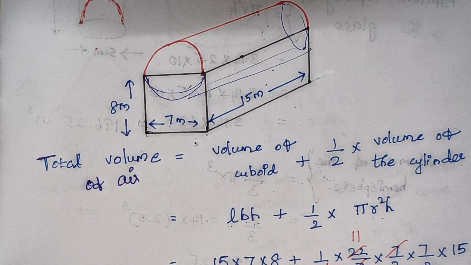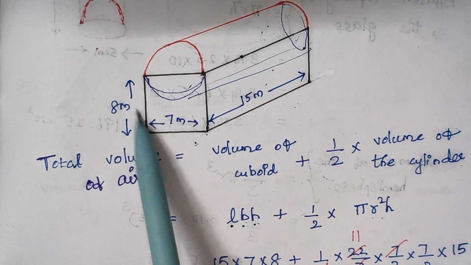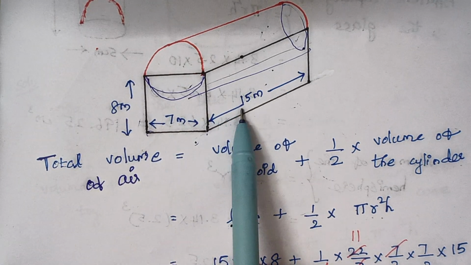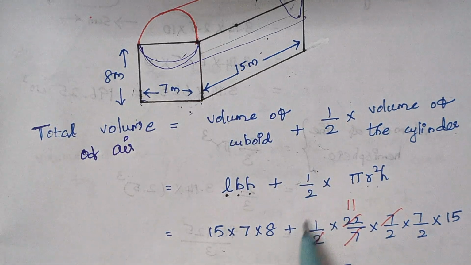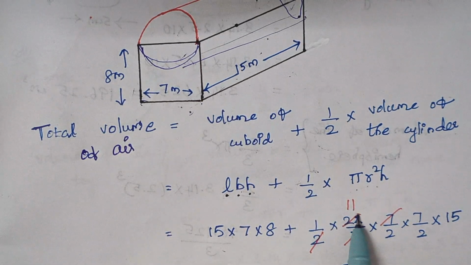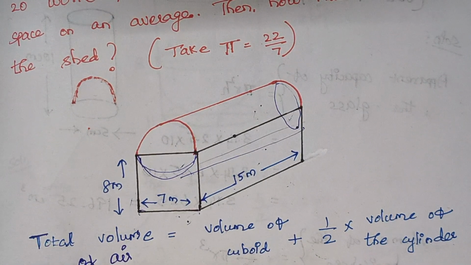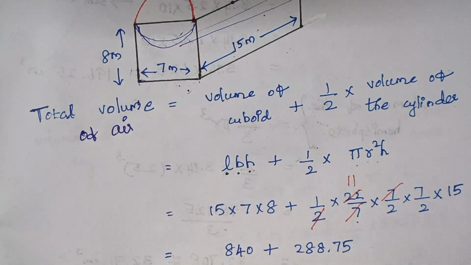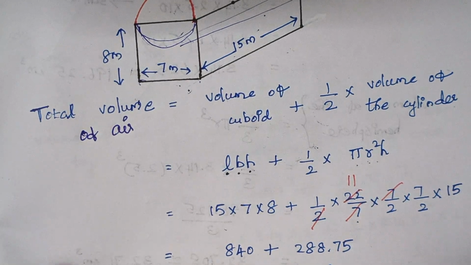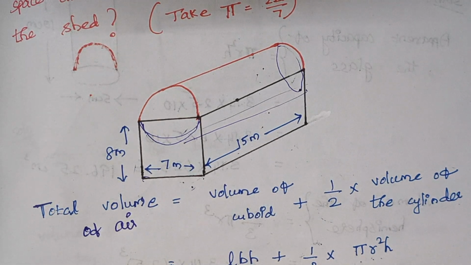So here we just have to substitute the values. LBH, so this is your L, this is your B and this is your H. So it is 15 into 7 into 8, plus this 1 by 2 here. And the value of pi is 22 by 7. It is given in the problem: take pi is equal to 22 by 7. So just substitute the values. What about the value of the radius of the cylinder? You see here only the dimensions of the cuboid are given.